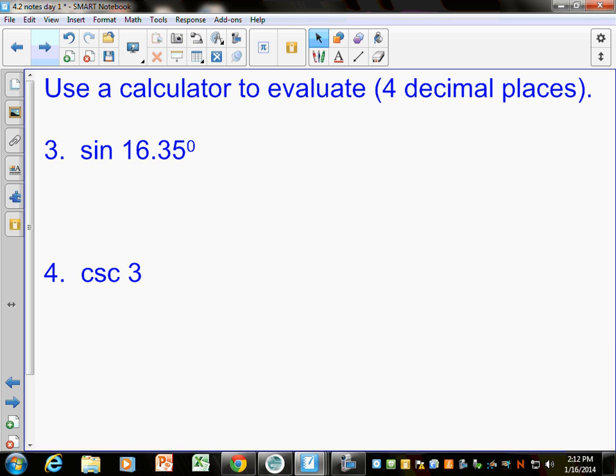Okay, so these are ones that they say use a calculator, and the very first thing that you need to learn about when we're using a calculator is sometimes they ask you to find something in degrees, and sometimes they ask you to find it in radians. How do we know it's a radian and not a degree? It doesn't have a degree symbol.